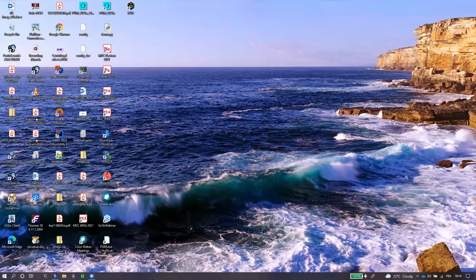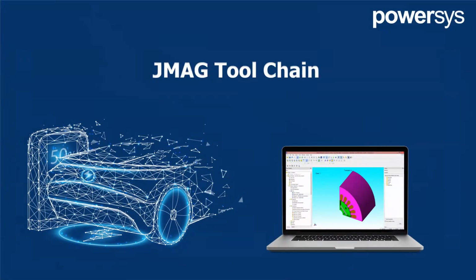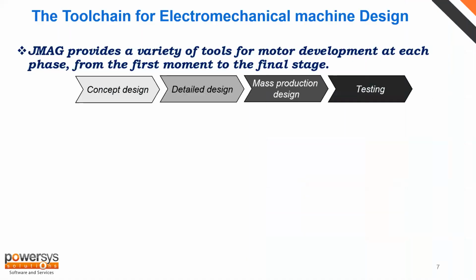Okay, so thank you for showing the Psim environment. Now let's focus on the JMAG environment. JMAG is a 2D or 3D finite element software dedicated to the simulation and development of any electromechanical system. If we look at the different steps to design a motor, we start from concept design and go to validation or testing.